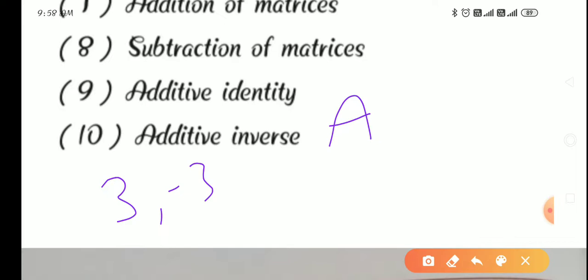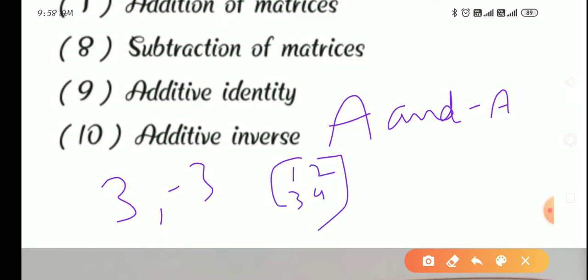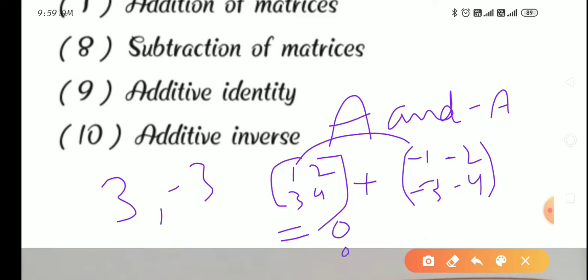In the same way, in matrix A and minus A, suppose one matrix A is given, so its negative will be its additive inverse. When you add one matrix and its negative, then you will get the 0 matrix. For example, you can take 1 2 3 4, then plus minus 1 minus 2 minus 3 minus 4. When you add both the matrices, what will you get? 1 minus 1 is 0, 0 0 0, the null matrix you are getting.